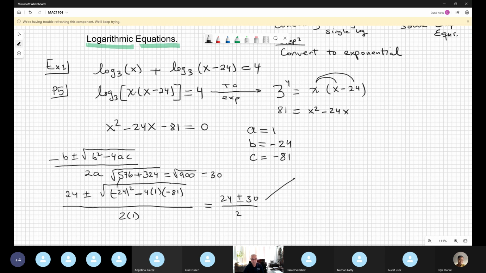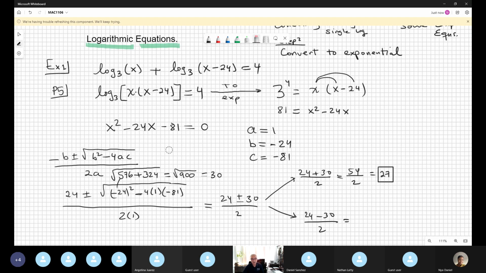As always, I put it in two different ways. I put 24 plus 30 over 2 and 24 minus 30 over 2. And we compute separately. This is 54 over 2, which is 27. And this is my first potential solution.